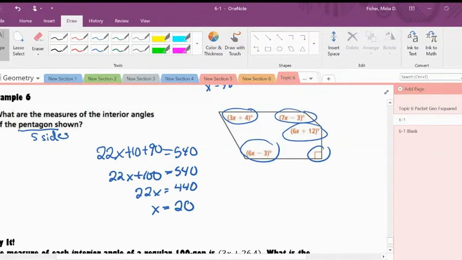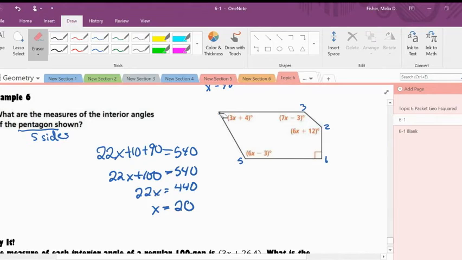So I'm going to go ahead and label each of these 1, 2, 3, 4, and 5. Let's label them on the inside because we're talking about interiors. So 1, 2, 3, 4, and 5. So the measure of angle 1 is 90 degrees. The measure of angle 2 is 6 times 20 plus 12, which is 132.